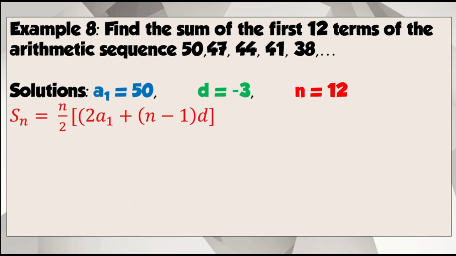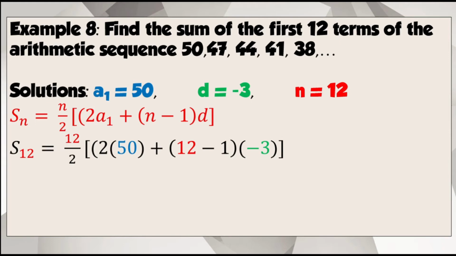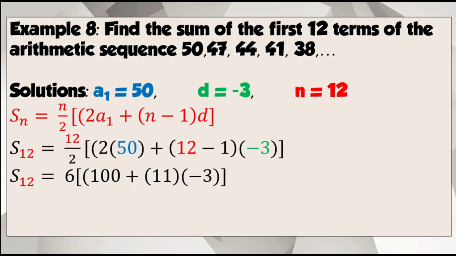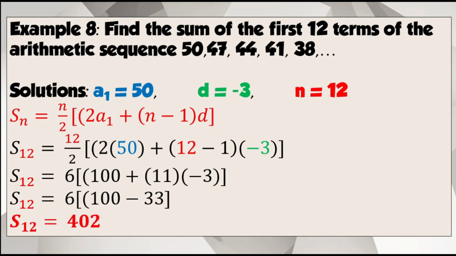We're going to use the second formula: s sub n equals n over 2 times the quantity of twice a sub 1 plus the quantity of n minus 1 times d. Substituting all the givens, a sub 1 is 50, n is 12, and d is negative 3. Solving this gives us 12 over 2 is 6, 2 times 50 is 100, and 12 minus 1, 11, times negative 3. So we have 6 times 100 minus 33, and 100 minus 33 is 67, times 6 gives us 402.